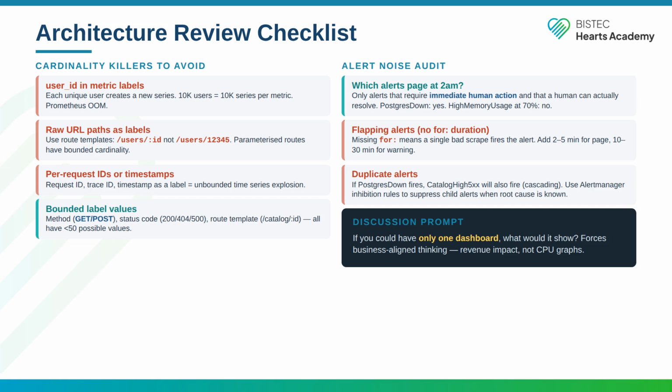The third pattern is alerting on metrics not tied to user experience. CPU at 70% may be normal. A 5xx rate above 1% definitely is not.